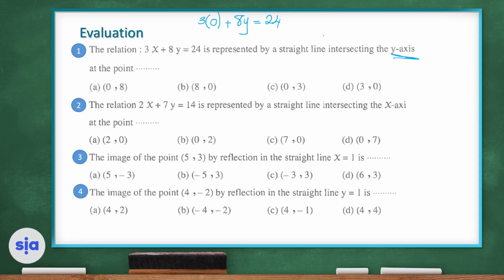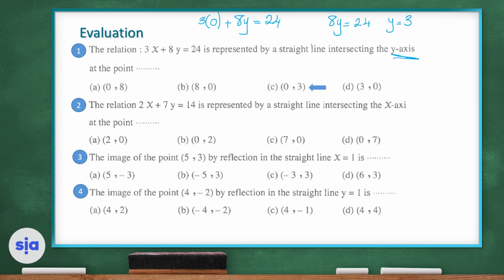So here, we're finding that it's intersecting the y-axis. We put x as 0 and we find y. So it's 8y equals 24, then y equals 3. So it's cutting the y-axis at point 0, 3. So the right answer in question 1 is choice C.